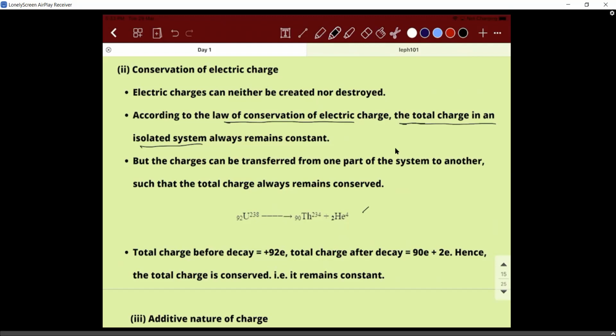Okay. So if you take the charge, like reactants and products, calculate the total charge and see. So who decides the charge? Initially, what is the number of charges present in uranium-238? The top one is mass number, the bottom one is atomic number. The atomic number is 92, so it had a charge of 92 e. What is the total charge present on the right hand side? 90 for thorium and 2 for helium. So 90 plus 2 is still going to be 92. That is the meaning of conservation of charge. I hope I'm clear, right?